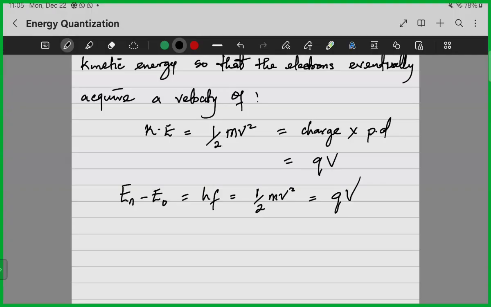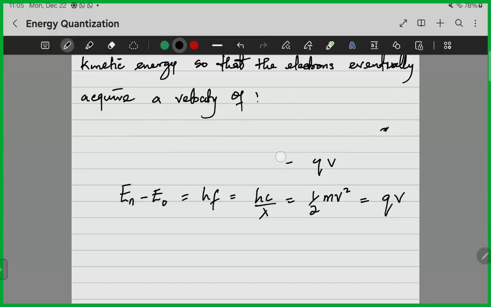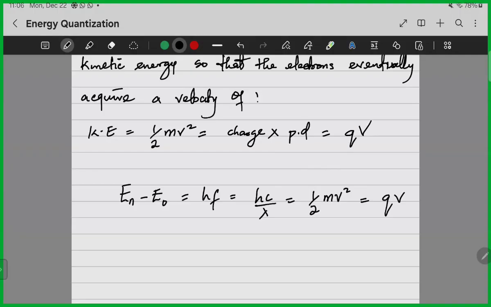Let's take some worked examples. And I can write something in between here before I go on. So this HF is also the same thing as HC over lambda, which is equal to half mv squared, equal to QV. So let me rewrite this line above so that it doesn't confuse you. So we said kinetic energy is equal to half mv squared, equal to charge times potential difference. That can be written as QV. Q is charge, V is potential difference.